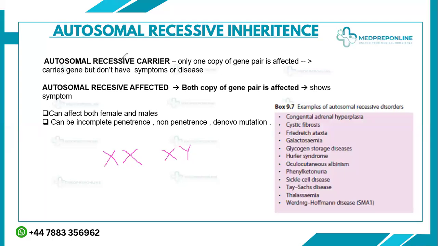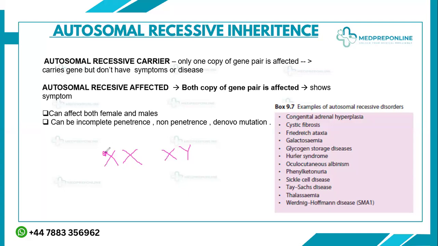Okay, now in autosomal recessive inheritance, if there is only one genetic mutation, suppose in X, or suppose in Y, the child will not be affected and will not come with the symptoms. In autosomal recessive inheritance, it is important for both of the chromosomes or genes to be affected. So two gene mutations should be there to be affected. If only one genetic mutation is there, then they will be called a carrier.